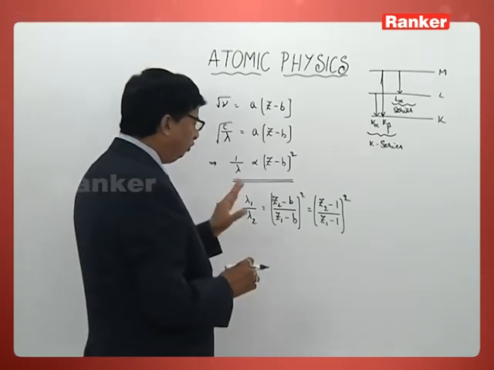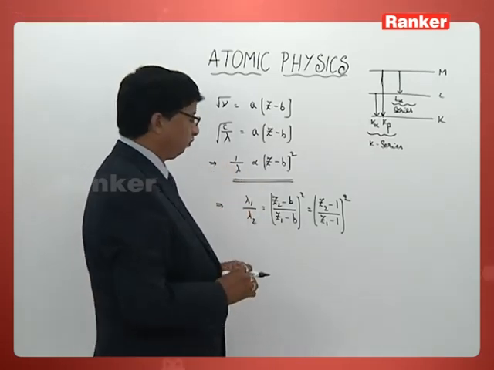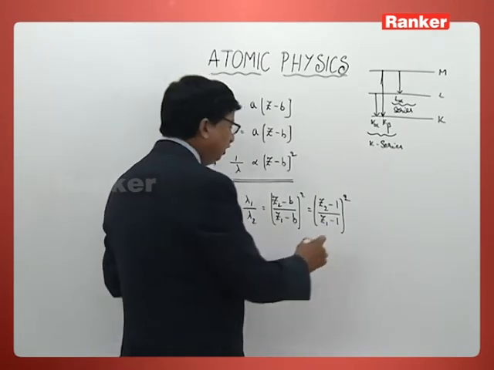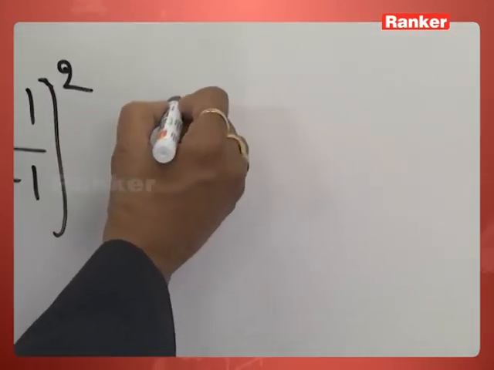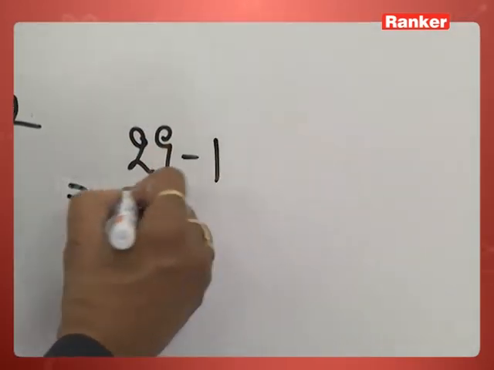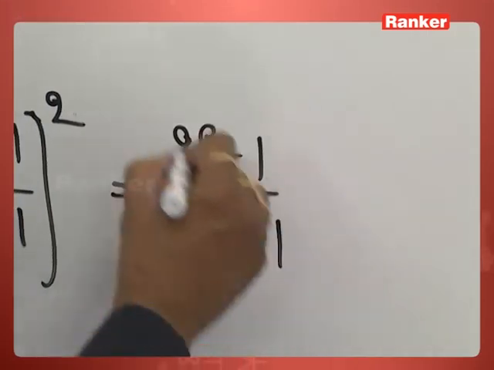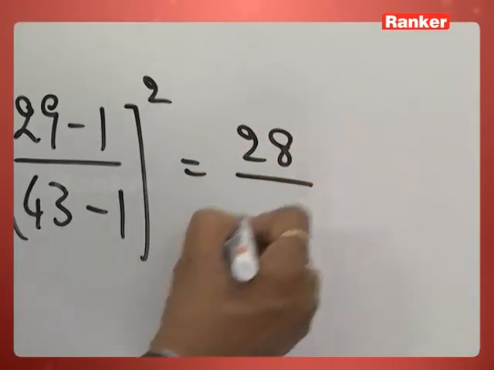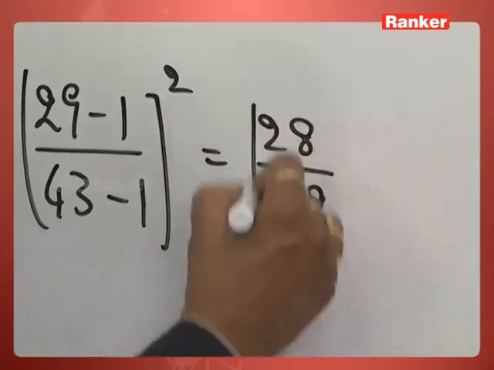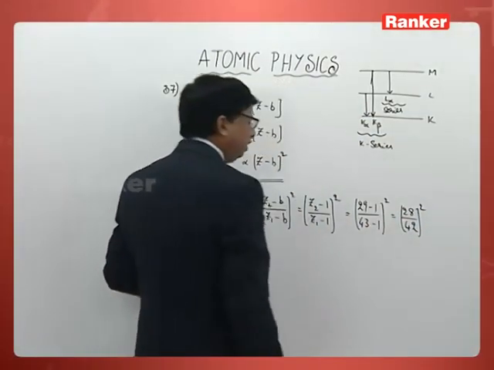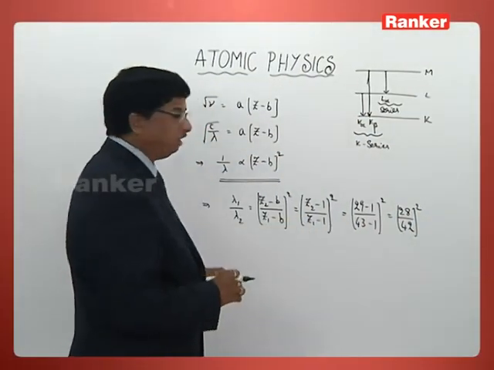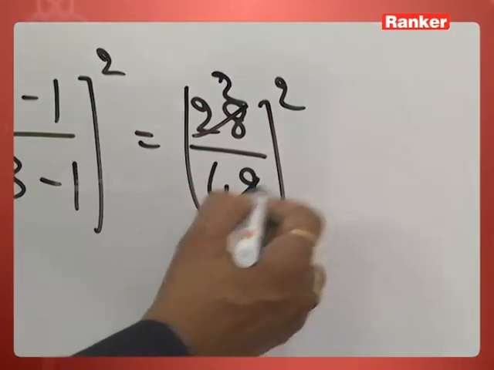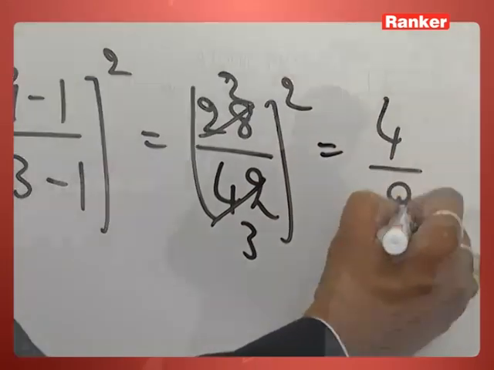But what are the values he has provided? Look at first. Z1 is given as 43 and Z2 is given as 29. So we can write it this way: 29 minus 1 by 43 minus 1, whole square. Directly this is 28 here and this is 42 here, whole square. Now in fact you can cut 14 there. So it goes twice, here thrice. So totally you will get 4 by 9.